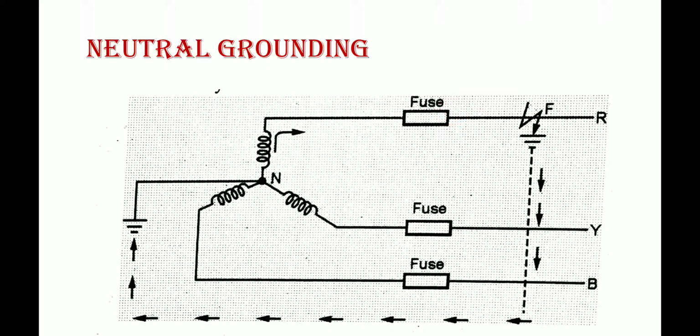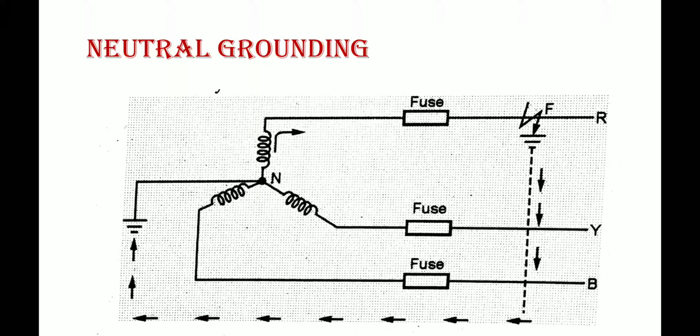See the diagram. Here is the three-phase star connected system, with the neutral earthed; the neutral point is connected to the ground. Let me consider one example. Suppose a single line to ground fault occurs. Single line to ground fault means the LG fault.